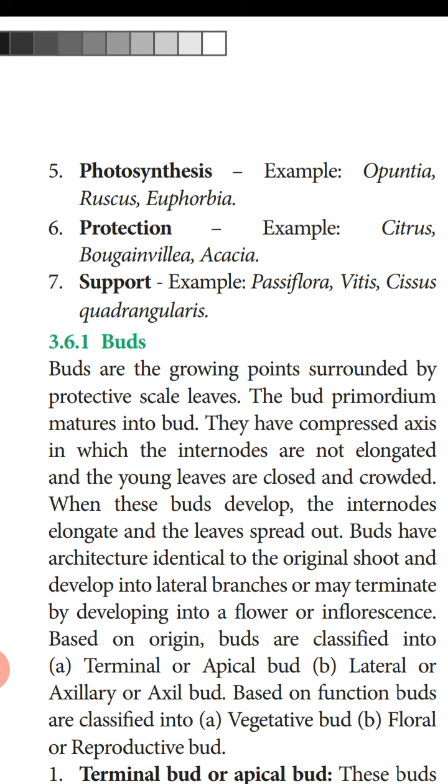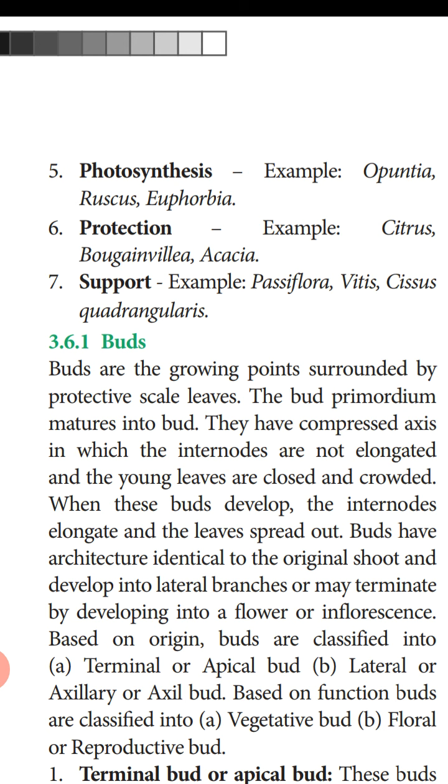Next, protection. In some plants, the stem is modified into thorns or spines that provide protection to the plant. Examples: citrus, bougainvillea, acacia, etc. Next, support. In some plants where the stems are weak, the stem gives support to the plant. So these are the secondary functions performed by the stem.